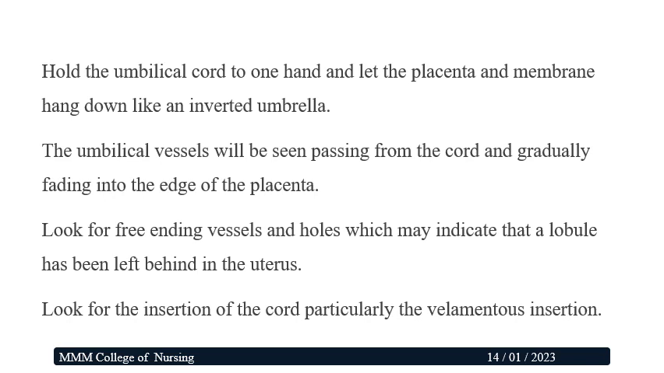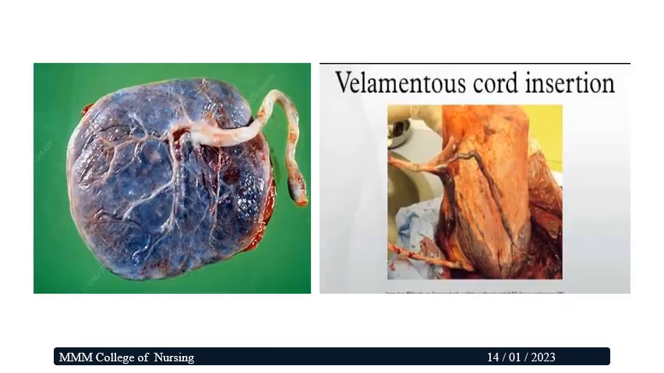Look for the insertion of the cord, particularly the velamentous insertion. Normally the cord is inserted at the center of the placenta. But if the insertion, as you see in picture number 2, is at the margin of the placenta, then it is called the battledore placenta. If the umbilical cord is attached to the membranes, then it is called a velamentous cord insertion.